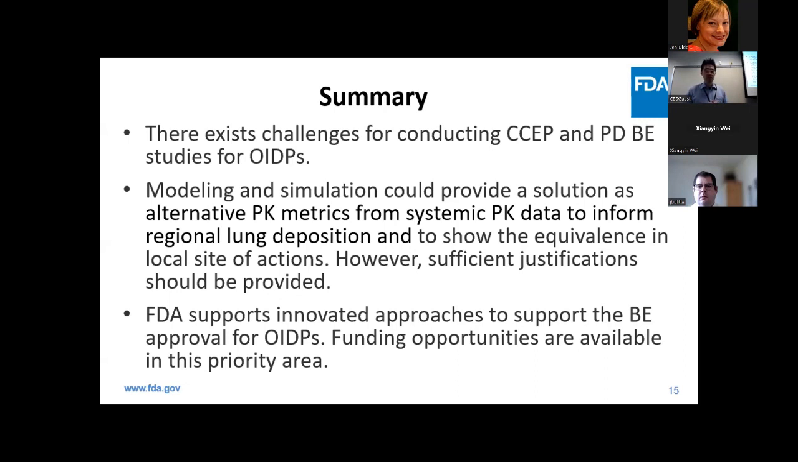FDA really supports innovative approaches to support the approval of oral inhalation drug products, and different funding is also available for any university or institute, or even industry, that can apply.